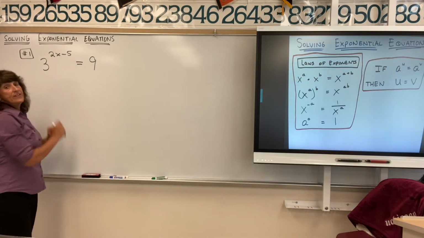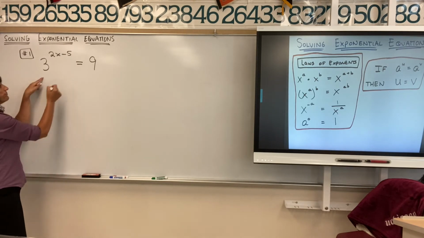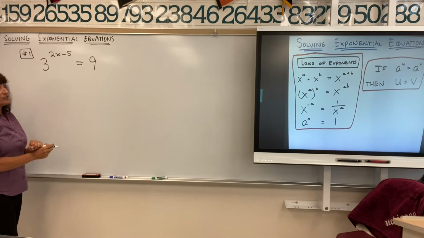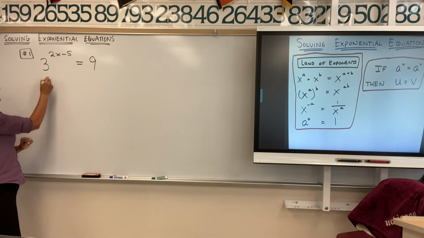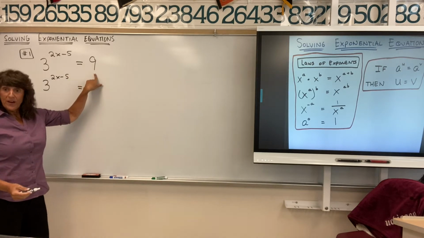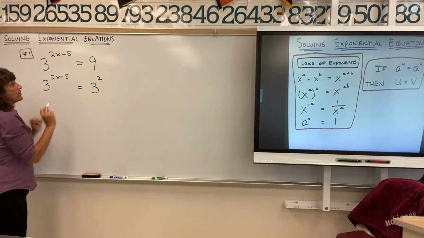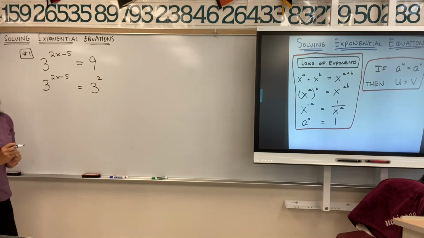We want both of these bases to be the same number. So we can break 9 down to base 3. We're going to keep the left side, 3 to the 2x minus 5. And then what about the right side? 9, we can write 9 as 3 to the second power. Break both sides of the equation down to the same base.